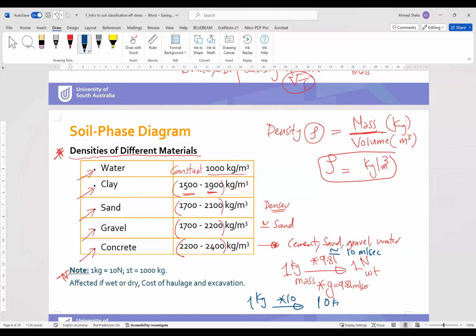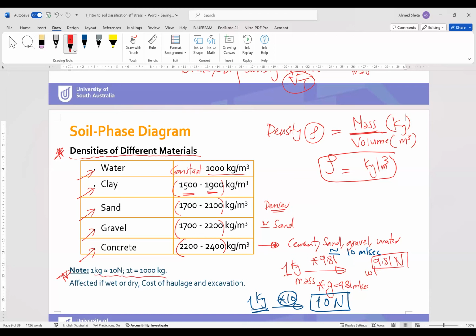So this is just an accepted approximation of 1 kilogram. To convert from 1 kilogram to newton, you can use the multiplier 10. So 1 kilogram will be equivalent to 10 newton. Here, from 1 kilogram to newton, it will be 9.81 newton. Okay, this is just a small simplification for the units.